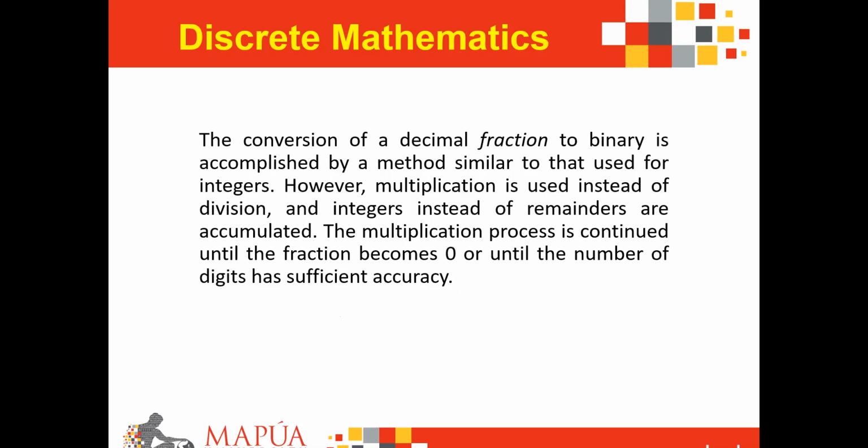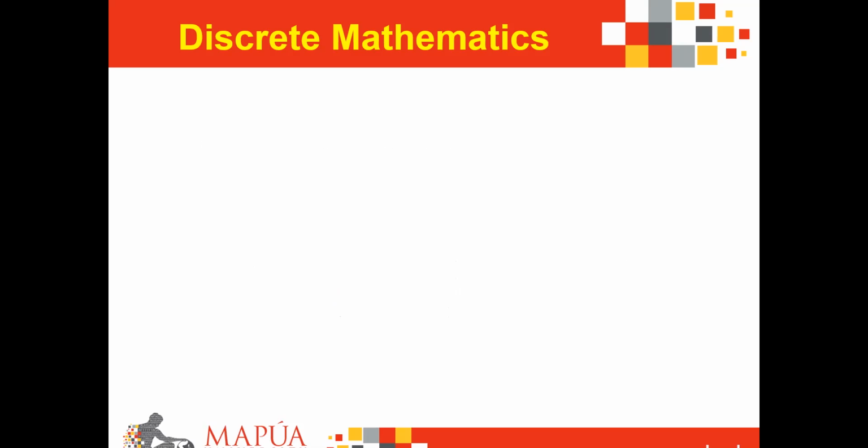The conversion of a decimal fraction to binary is accomplished by a similar method. However, instead of dividing, you multiply your corresponding fractional part by your base r. The multiplication process is continued until the corresponding fractional part becomes 0, or until the digits have sufficient accuracy.